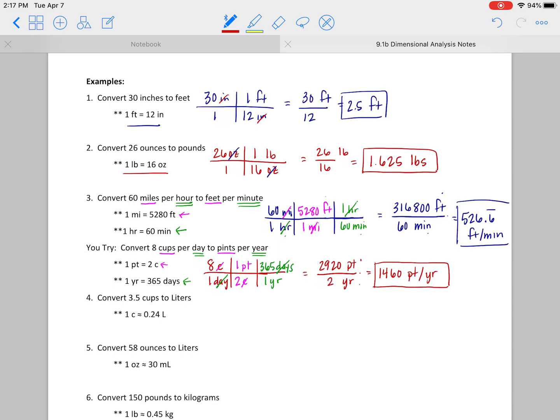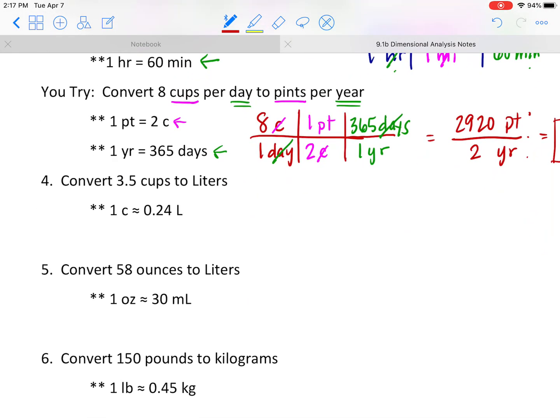Okay, now all of the conversions that we've made for these first 4 problems are conversions within the standard or English or US customary system. Inches and feet are standard units, ounces and pounds, miles, hours, feet, minutes, cups, pints, days, years, all standard units. What we're going to be looking at next are the ones that I don't think are as obvious, because we're going from something in our standard system to something metric or vice versa. So for example, number 4, cups is a standard unit, liters is a metric unit, but we use the same process. It's just that the unit fraction may not be something that we know.